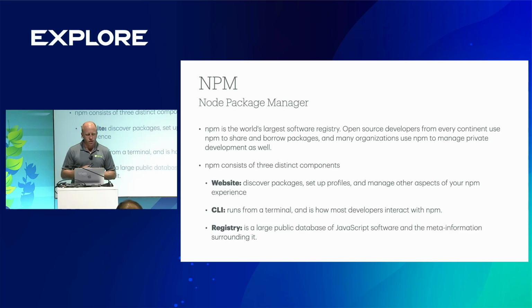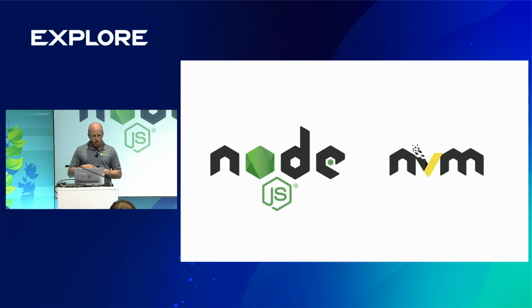So we'll talk about Node package managers. That's kind of the biggest one. This really consists of three different things, right? There is the website where you can go look for different packages, similar to Maven Central. There's the CLI, so when you run npm on your command line, this is how most developers interact with npm. And then there's a registry. There's a large database of software out there and meta information surrounding it.